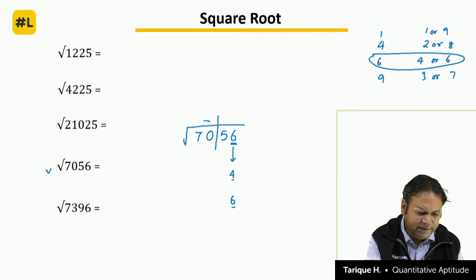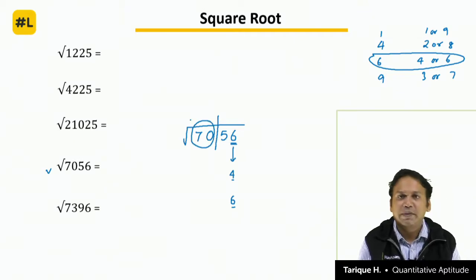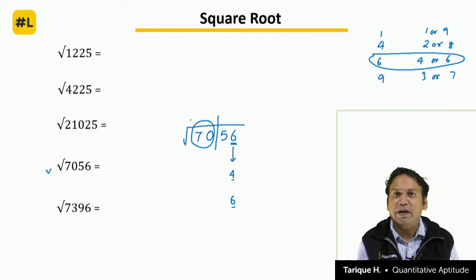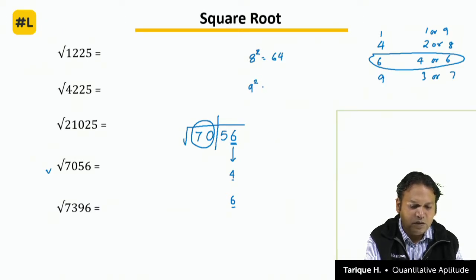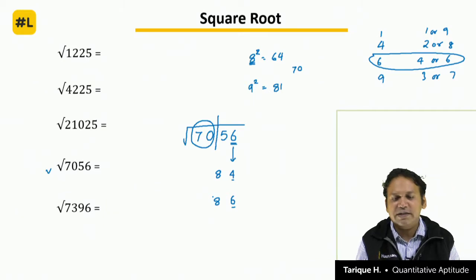Now this number 70, is it a perfect square? No. Very quickly we can say it is between 8 square and 9 square. So what do we do? Between 8 and 9 we take the smaller number 8 and write here 8. So either the answer is 84 or 86.